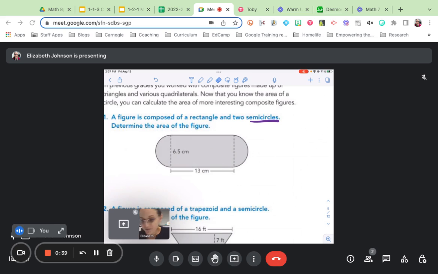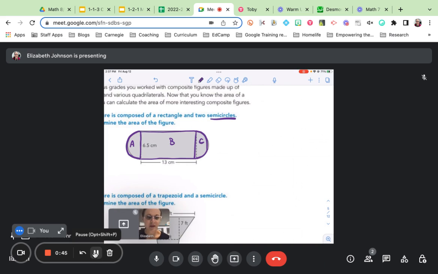Well, what we want to do is just break it into pieces. I like to outline the pieces of the shape that I'm working with and actually give them labels, like give them a name. So I've broken this shape into 3 little chunks and I'm naming them A, B, and C. So now I want to find the area of part A, the area of part B, and the area of part C. I'm going to model this one and let you do the next one with your partner.